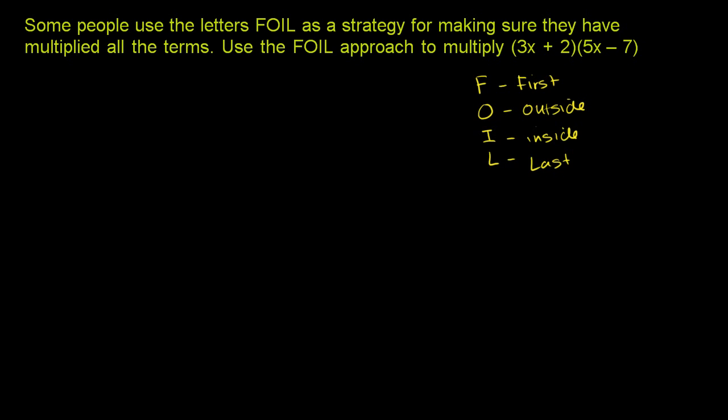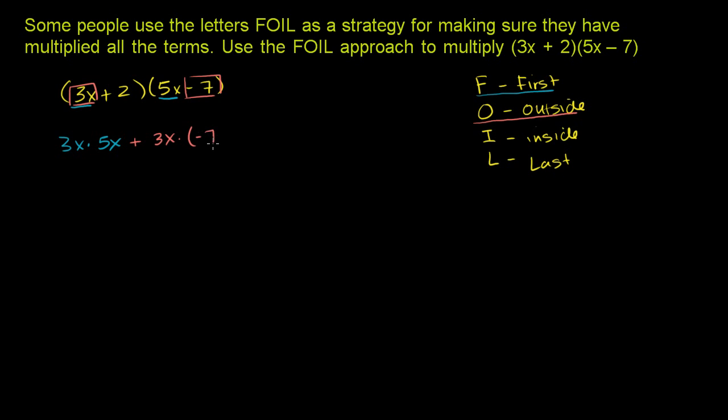So we have 3x plus 2 times 5x minus 7. We're starting with the F, the first. We have to multiply the first terms in each of the binomials. So that's going to be 3x times 5x. Then we do the outside terms. That's going to be the 3x times the negative 7. So this is going to be plus 3x times negative 7.